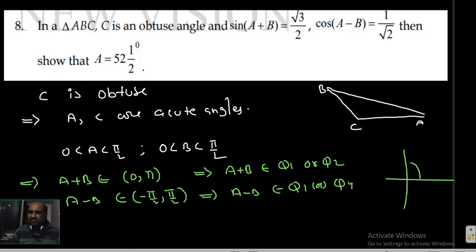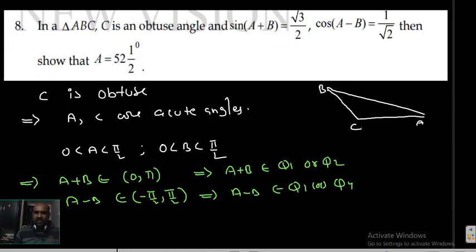So this is 0 to 90 in clockwise direction, anti-clockwise direction. This angle is said to be 0 to minus pi by 2. So 0 to minus pi by 2 means this total angle, that is first and fourth quadrant. Okay.